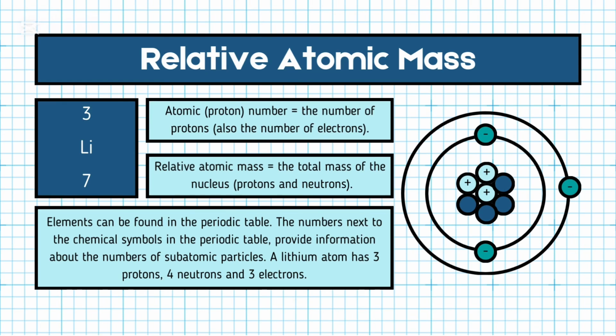Elements can be found in the periodic table. The number next to the chemical symbol in the periodic table provides information about the number of subatomic particles. A lithium atom has 3 protons, 4 neutrons, and 3 electrons.